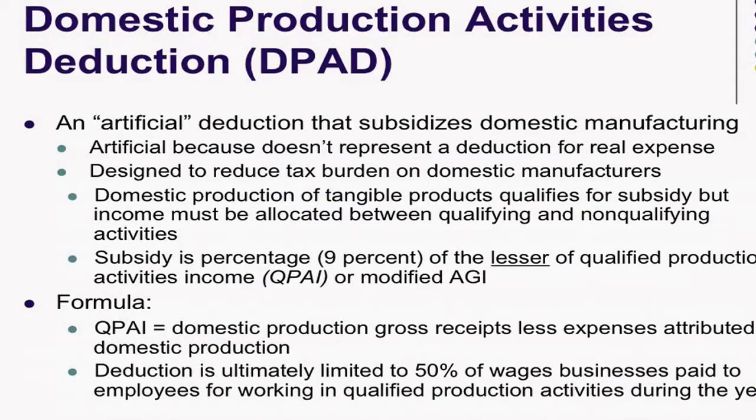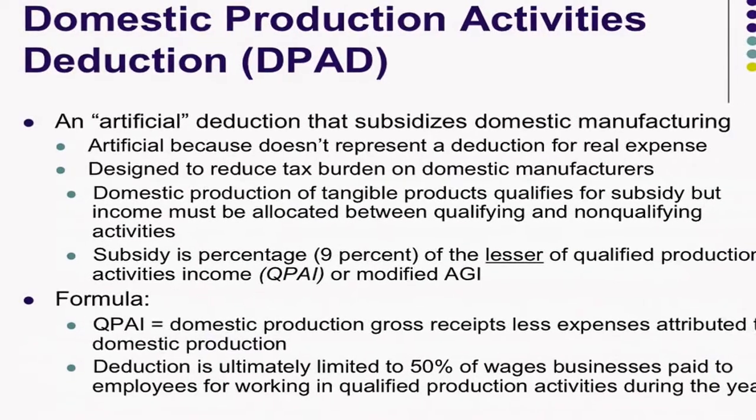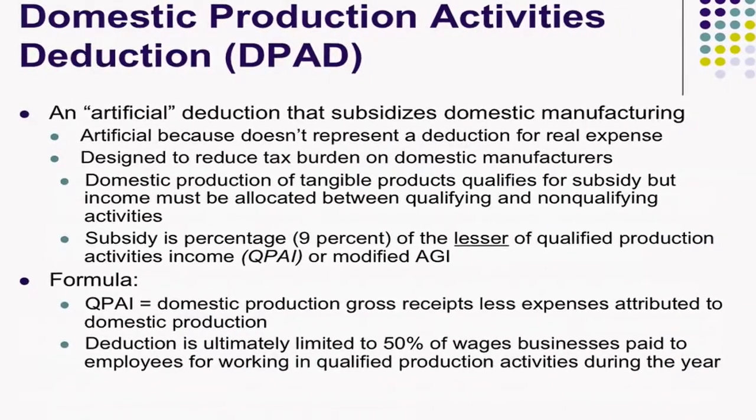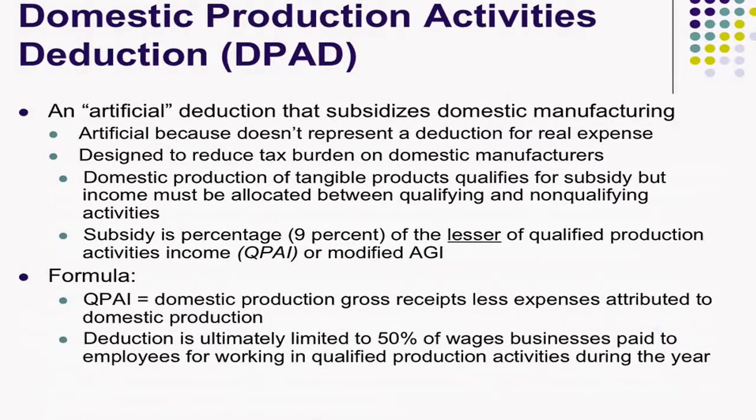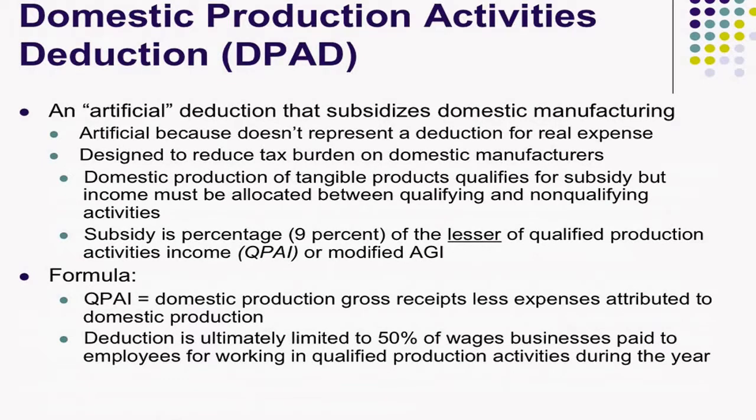Okay. Next thing, domestic production activities deduction, DPAD. DPAD is an artificial deduction that subsidizes domestic manufacturing. And it talks about it in Chapter 9. Why is it artificial? Because really it doesn't represent a deduction for a real expense. There's really no deduction for a real expense. It's just designed by Congress to reduce the tax burden on domestic manufacturers.